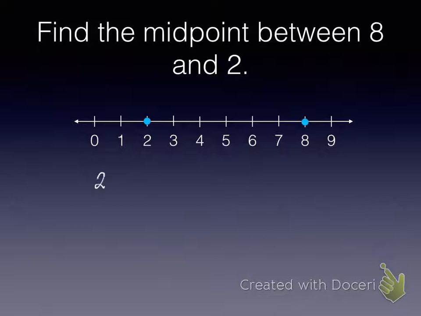2 plus 8 and divide by 2. Just like I'm averaging your grades. So this is 10 divided by 2, which is 5.